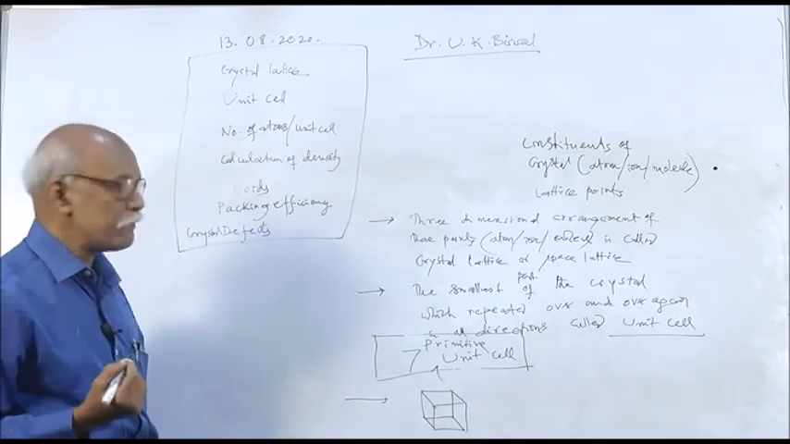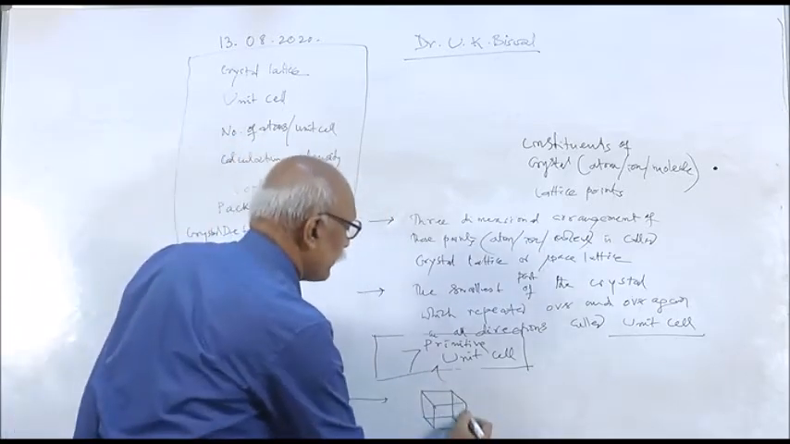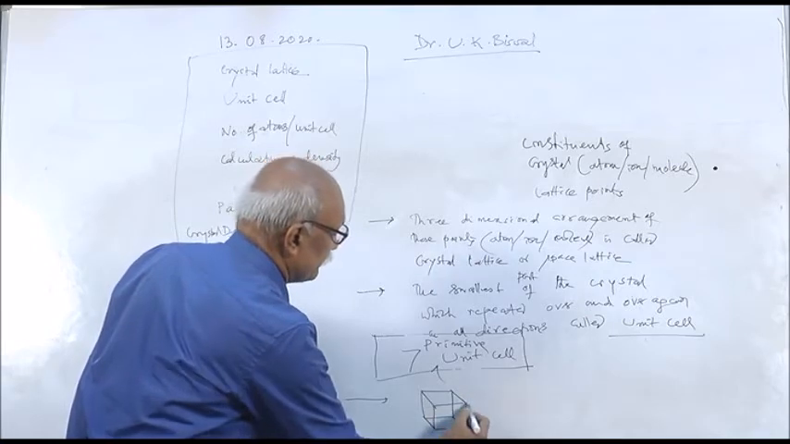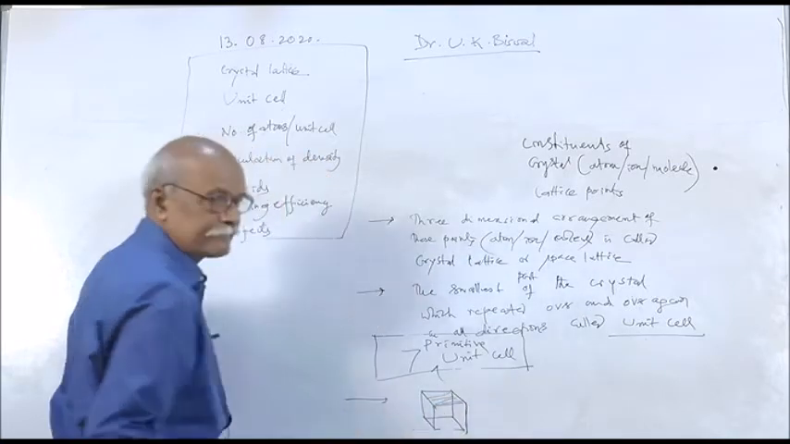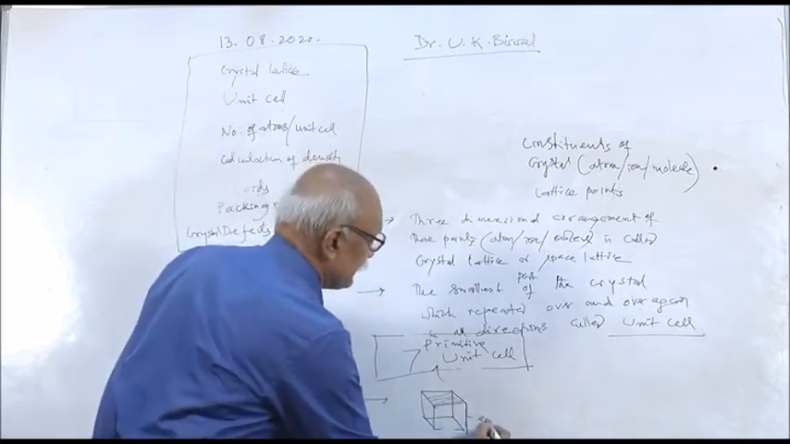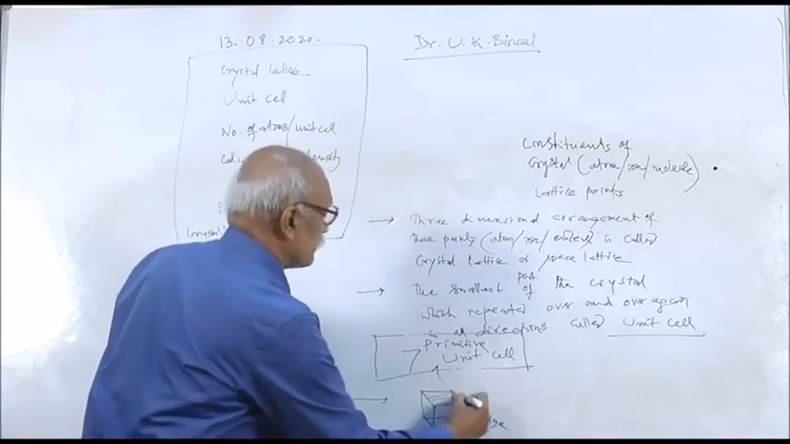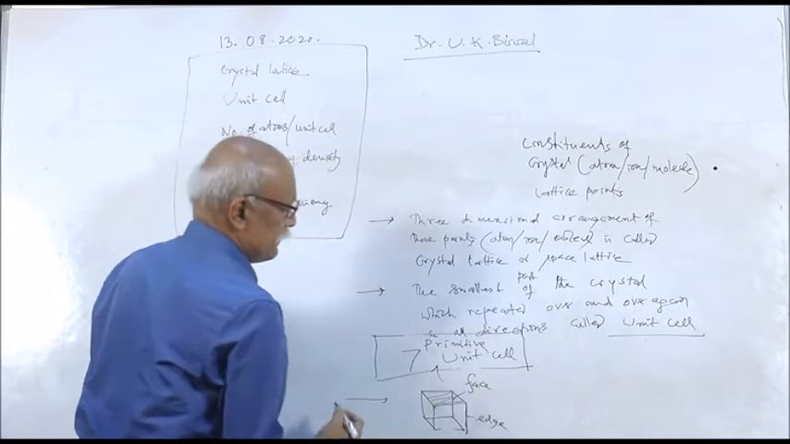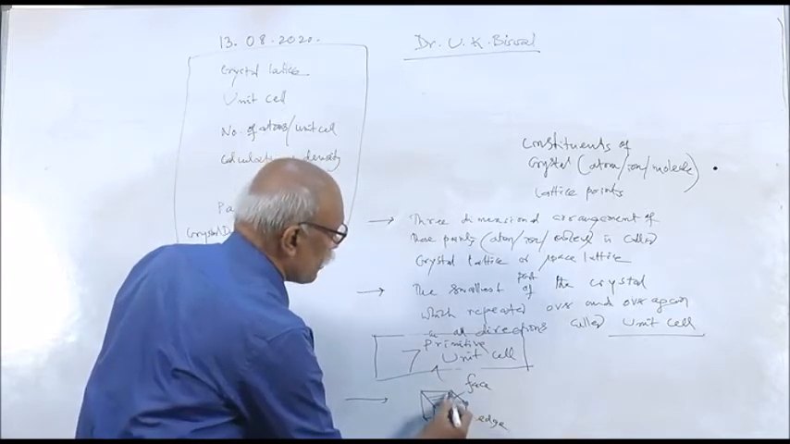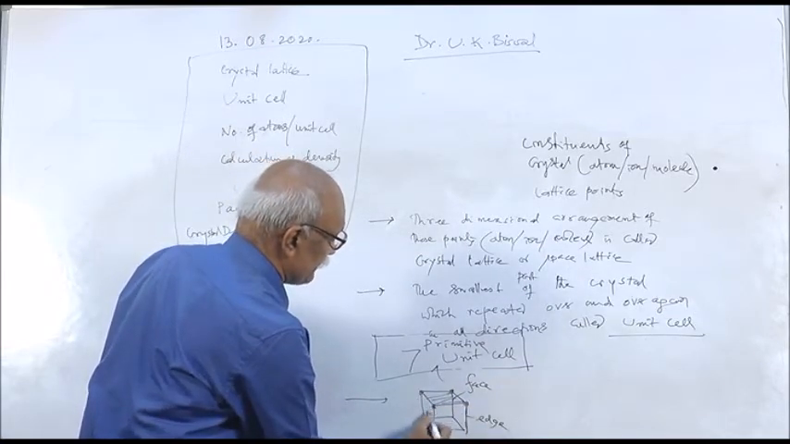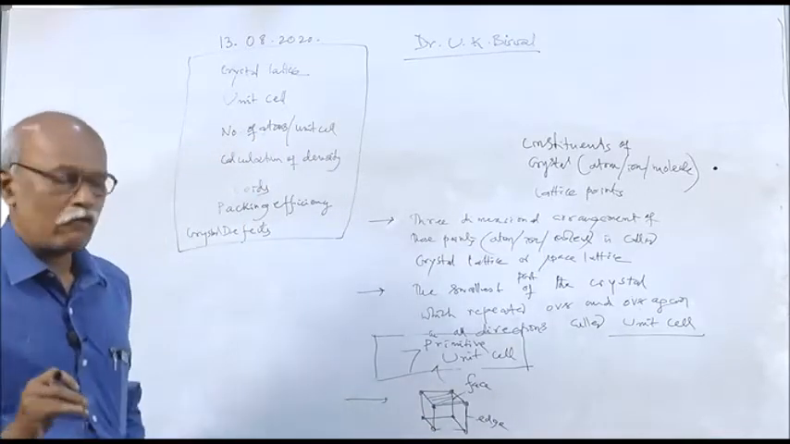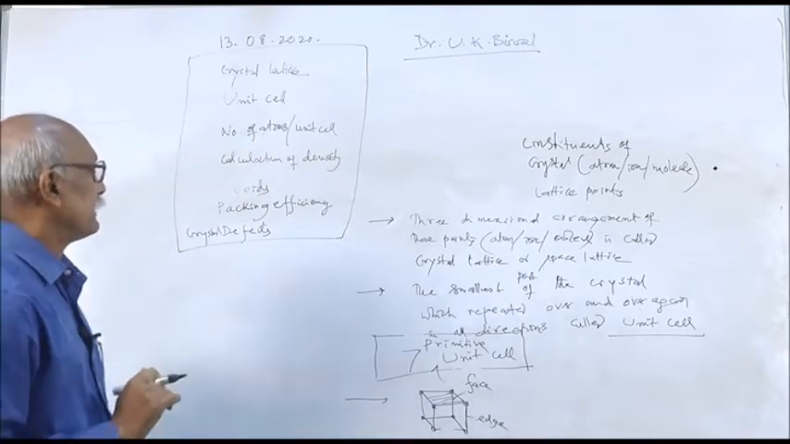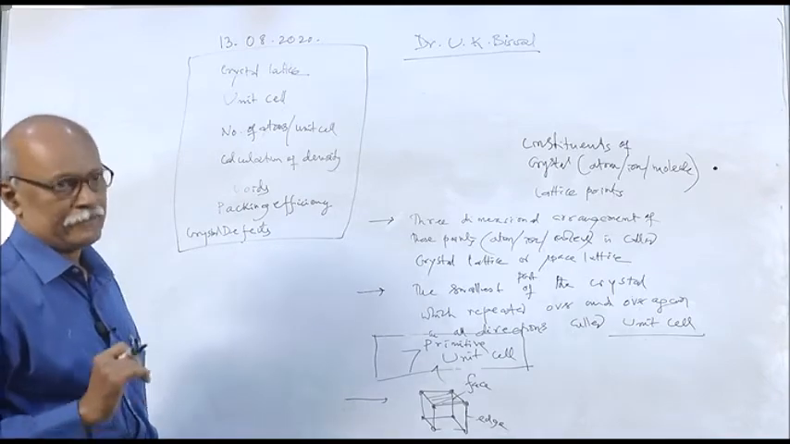Suppose this is a cube, not in the edge, not in the face. This is called edge, E-D-G-E. This is called face, F-A-C-E. But these are the corners. So if they are occupied only at the corners, then that is called a primitive unit cell.